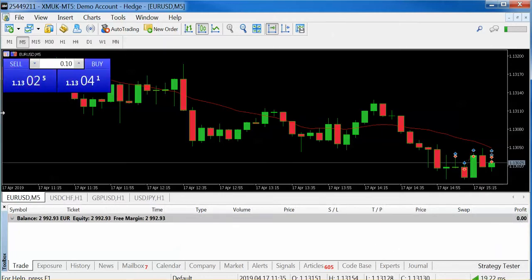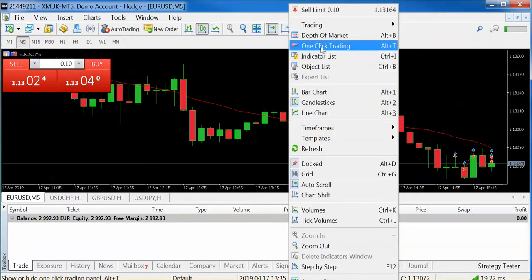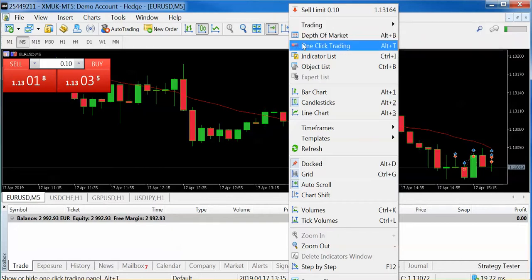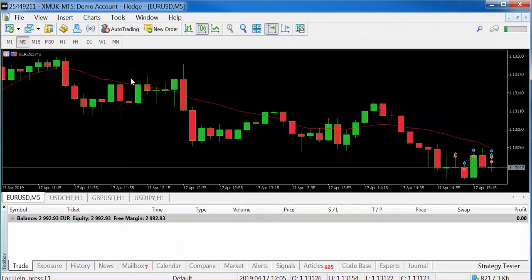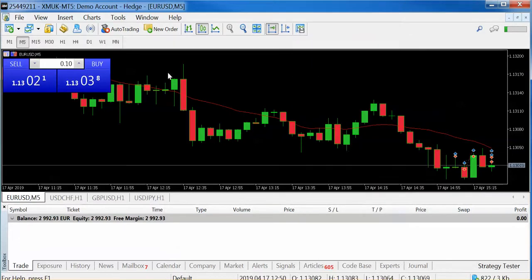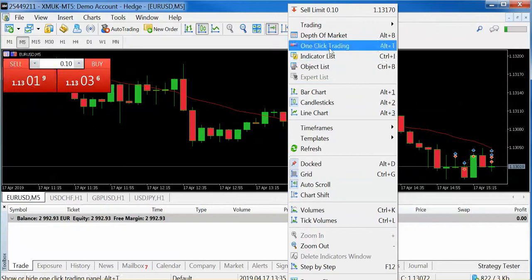Nice and simple. So we can open the position by right clicking on here and going to one click trading, or just go to trading, and you can sell there or buy there, and you can go one click trading, which if you want to see the one click trading, you click on it here and it will come. If you click on it again, it will go.